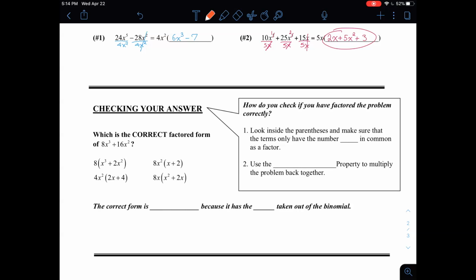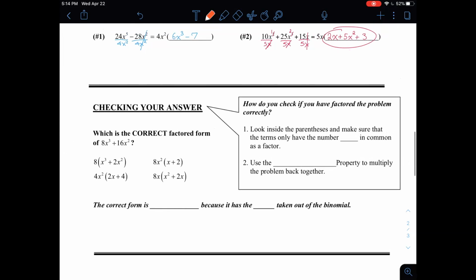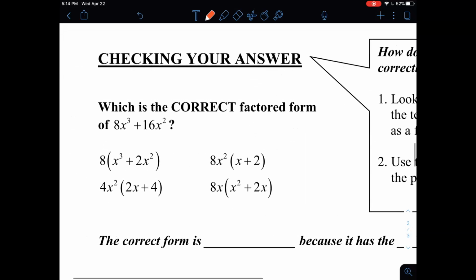Okay, so checking your answer, which is the correct form of this? Basically what it's asking for is which was the correct GCF, okay? So what we need to know is we need to pull out the biggest number that goes into both those terms and also the smallest exponent. So what's the biggest number that goes into 8 and 16? Hopefully you said 8. And then what's the smallest exponent, x to the third or x squared? X squared. So which one pulls out 8x squared? This one does. This is the correct one. So these are all wrong, but let's look at why they're wrong in a second here, okay?